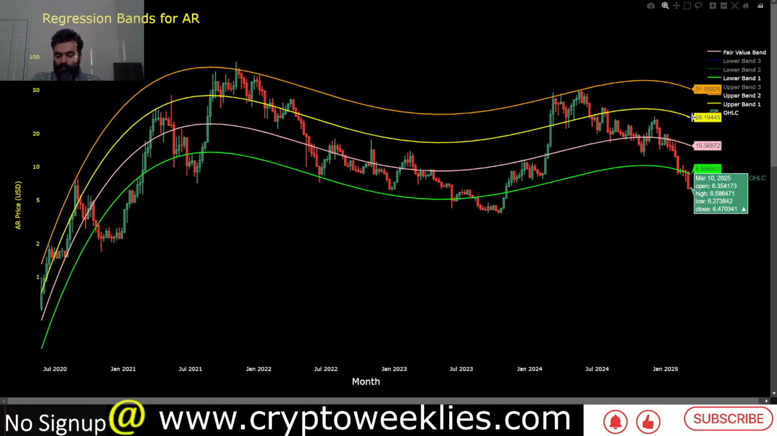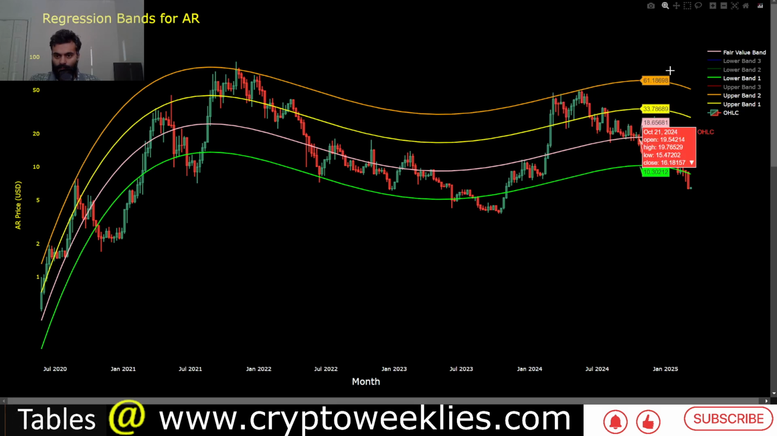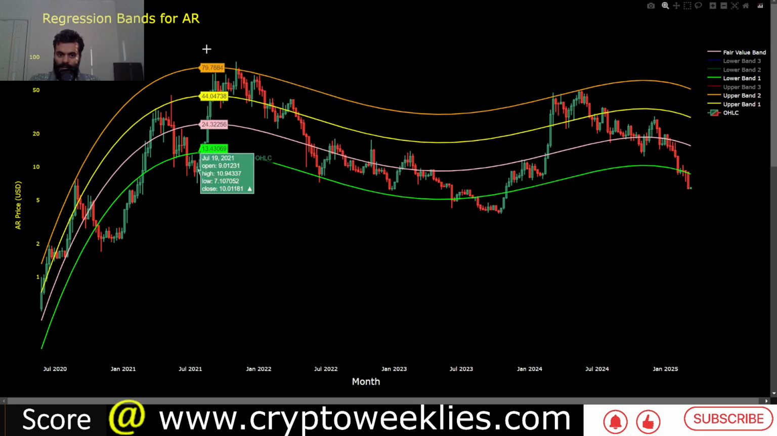So the euphoria phase begins when, and if, the price goes higher than $28. That's when the market starts feeling overheated like it did back in February of 2024, and once the price goes close to this orange line or slightly above this orange line, that's when the market takes a breather again.